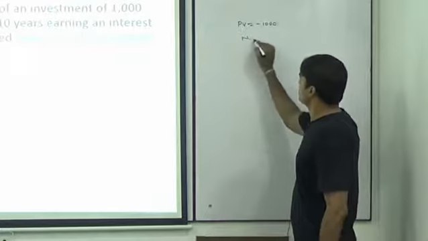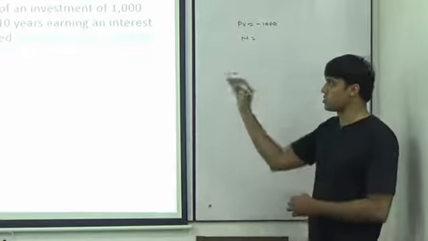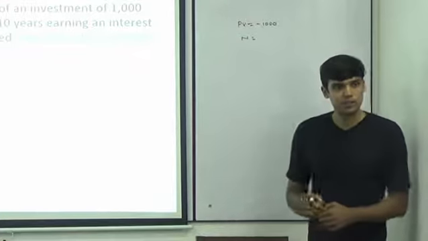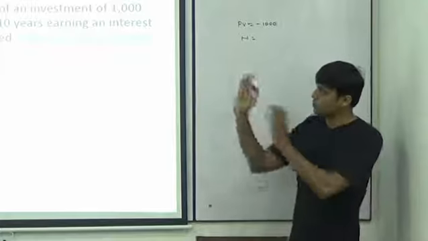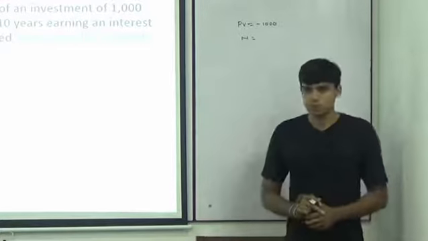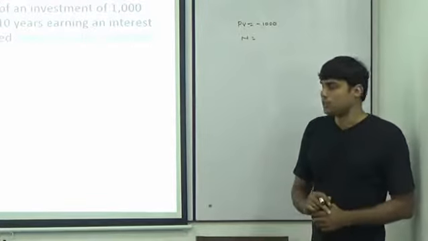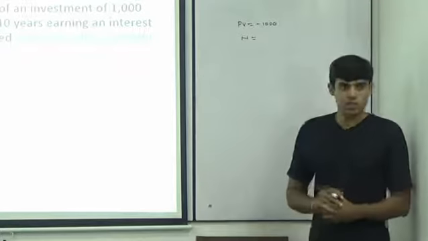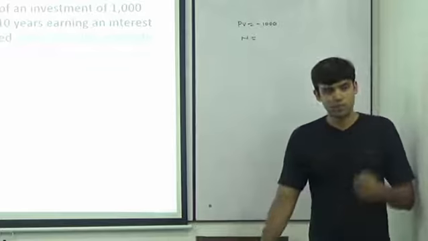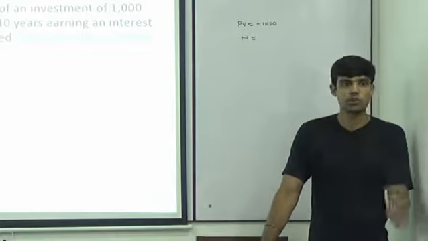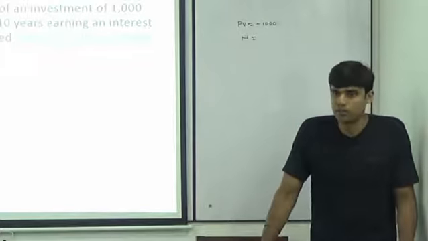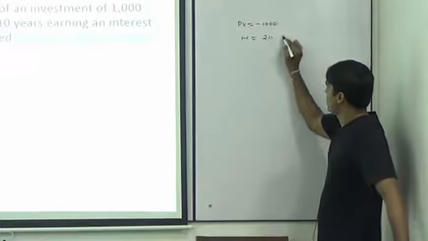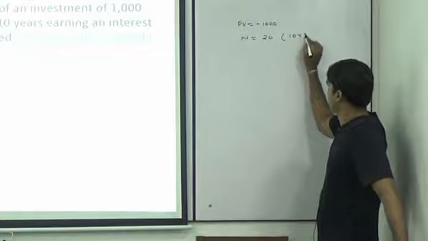Now see, the additional thing suggested in this particular question is that it compounds semi-annually, right? And the period of investment remains as it is, 10 years. So in 10 years, how many compoundings will there be? Since it is semi-annually, 2 per year, then for 10 years, how many compoundings will we have? 20. So the number of compoundings is 20, or simply 10 into 2.